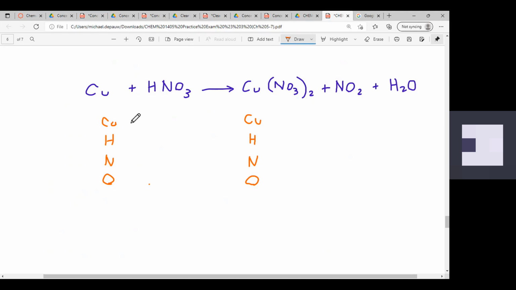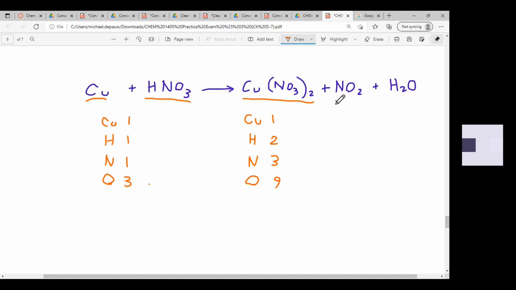So in that case, I list out the number of elements I have on each side. I have one copper here, one copper here, one hydrogen here, two hydrogens here, one nitrogen here, and I have 2 times 1, so that's 2 plus another 1, that's 3 nitrogens here. And then oxygen, I have 3 here, 2 times 3 here, and then 2 times 3 is 6, plus 2 is 8, plus 1 is 9. 9 oxygens here.